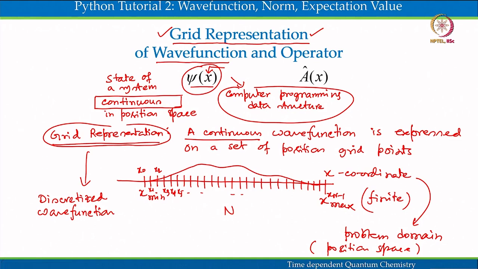Discretized wave function, so I will get discrete values of x. So instead of drawing it like this, it was like this, I have to draw it this way, and I have now discrete values of the wave function, and this is going to represent the wave function in the Python programming. I get discrete values on the X grid.